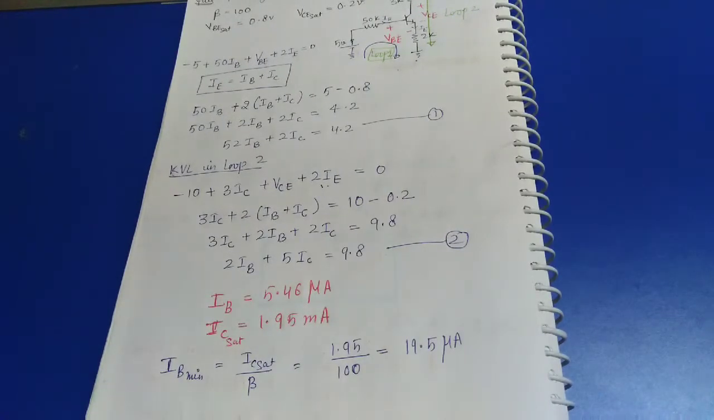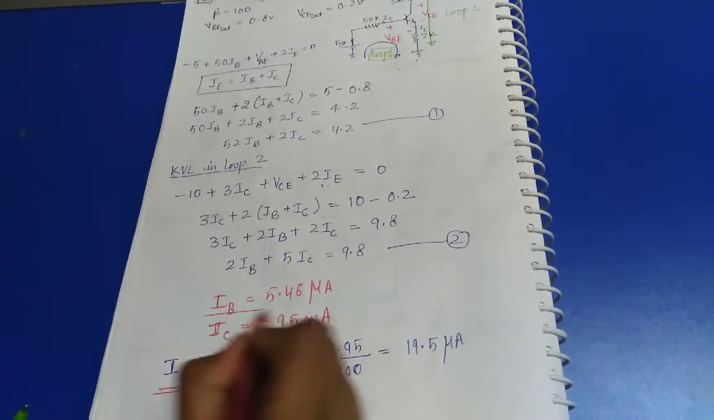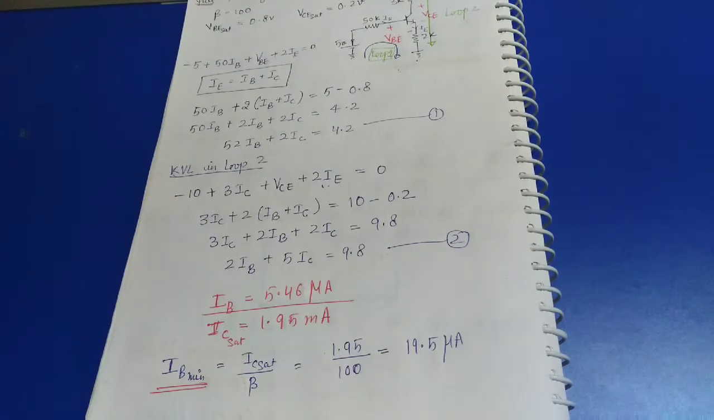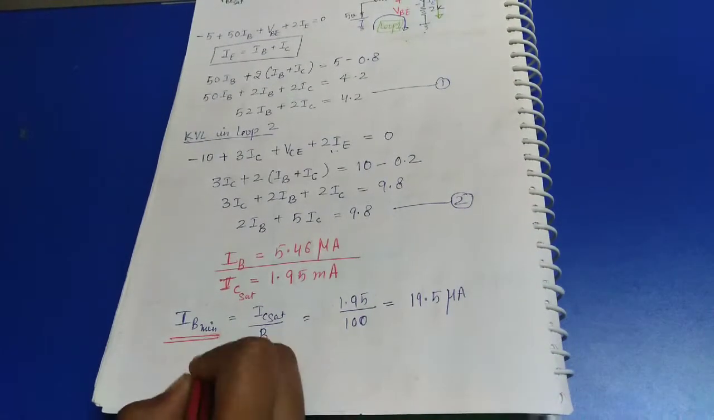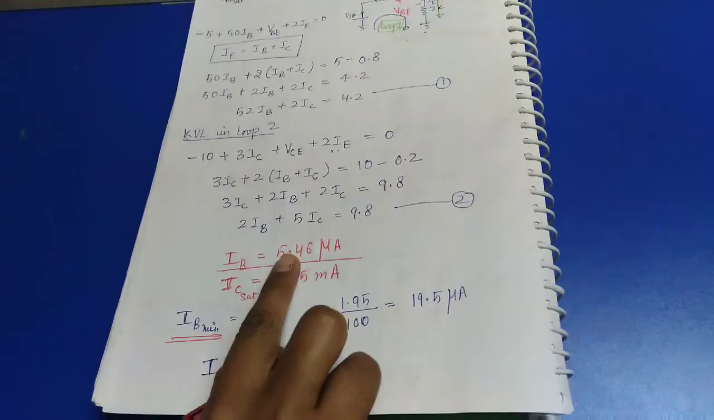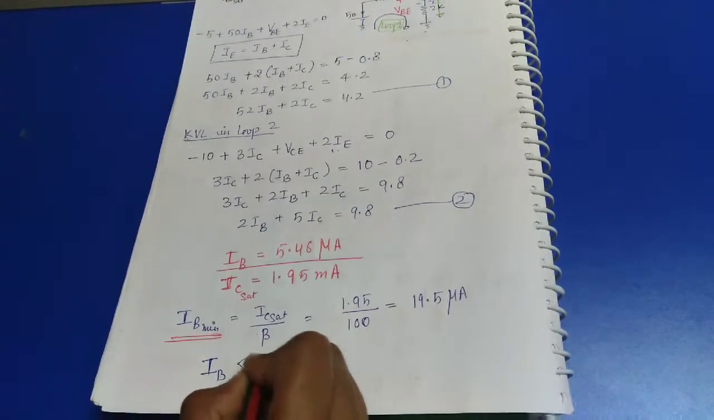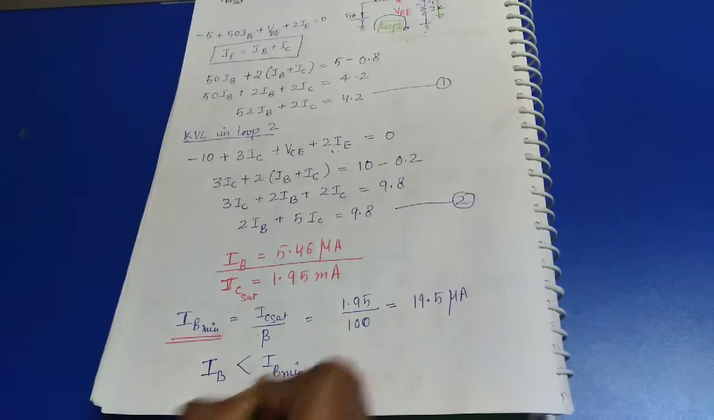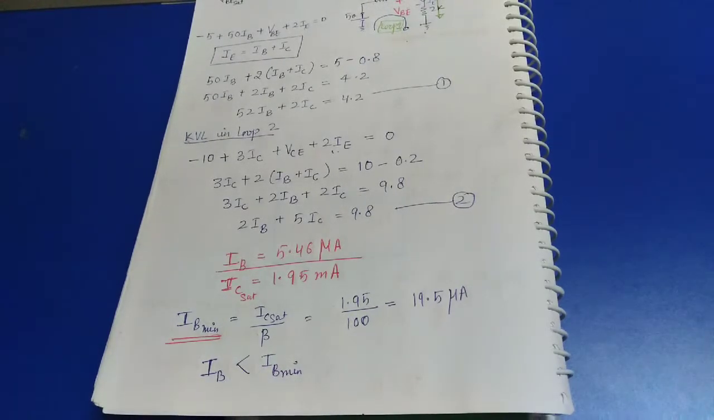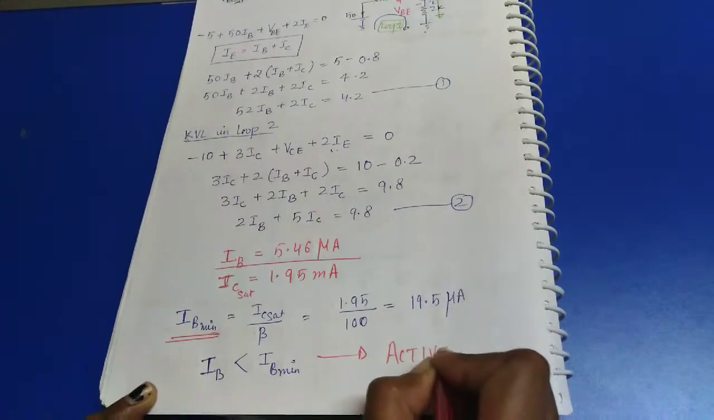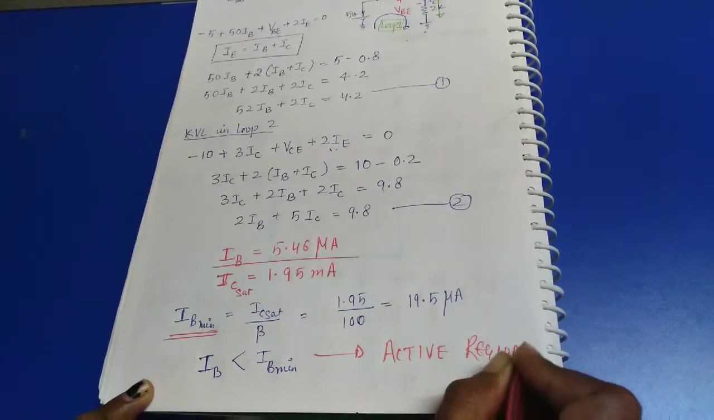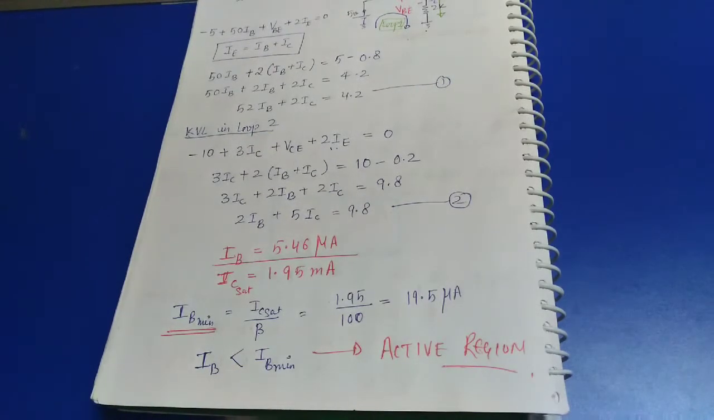Step 4 is comparing this IB minimum with this IB. Here, while comparing, I have IB less than IB minimum. So if IB is less than IB minimum, then our BJT is in the active region. So that's how you can solve the problem.